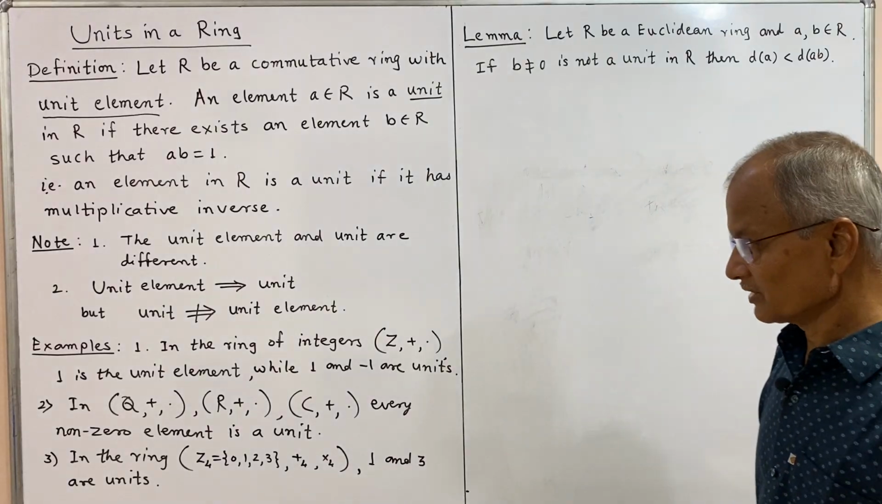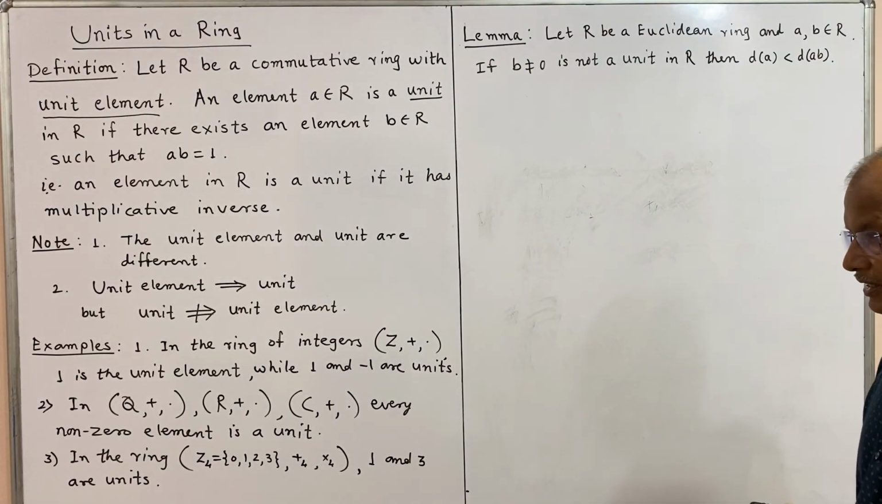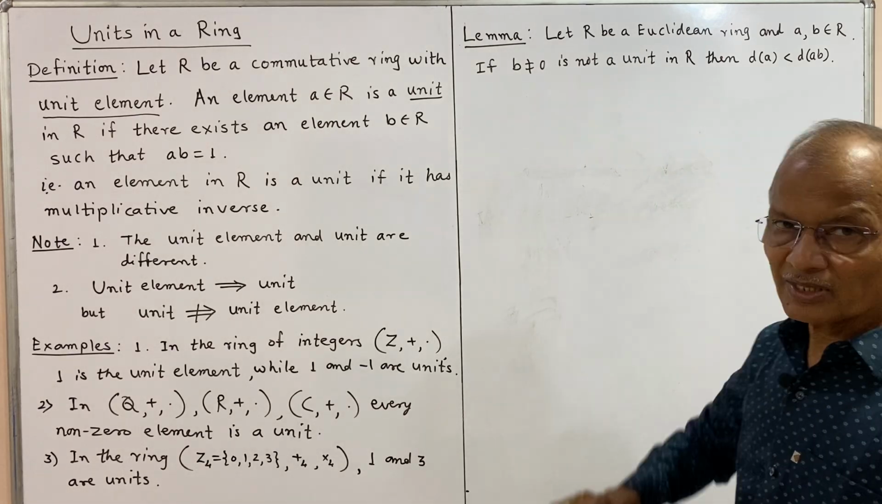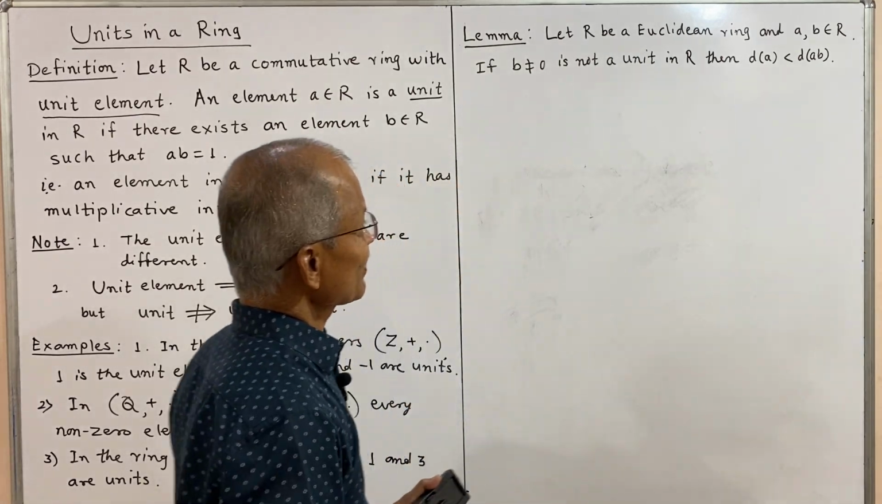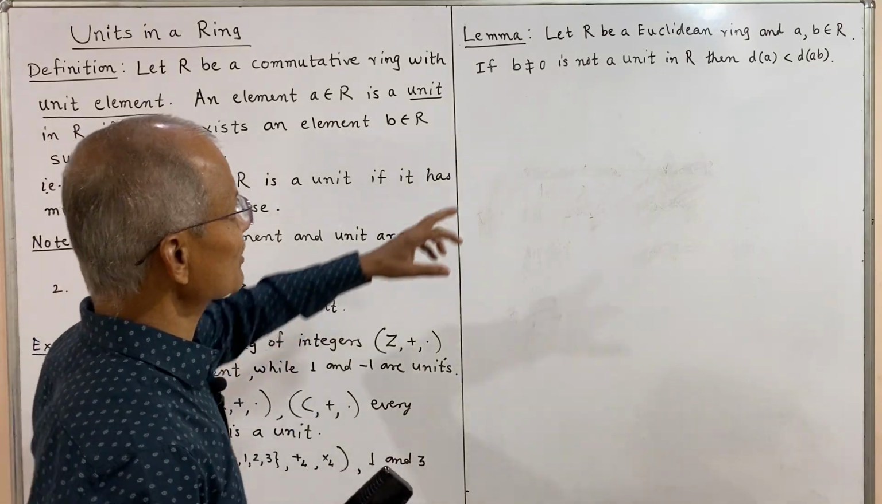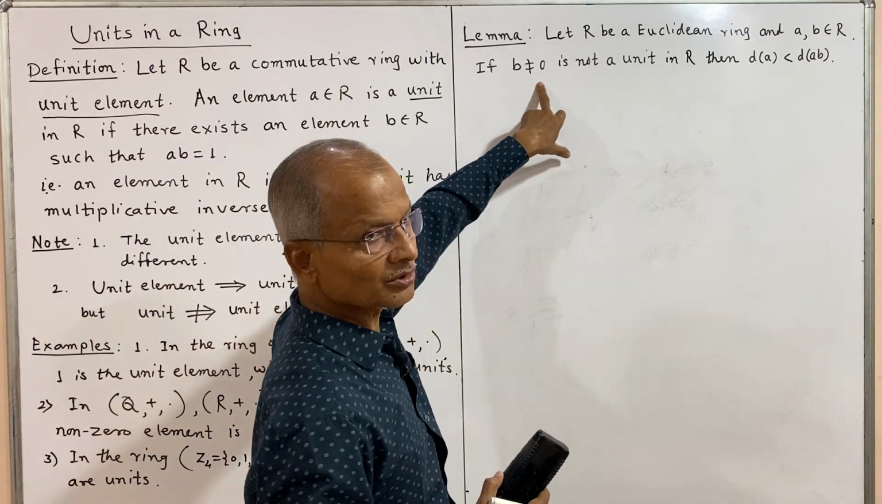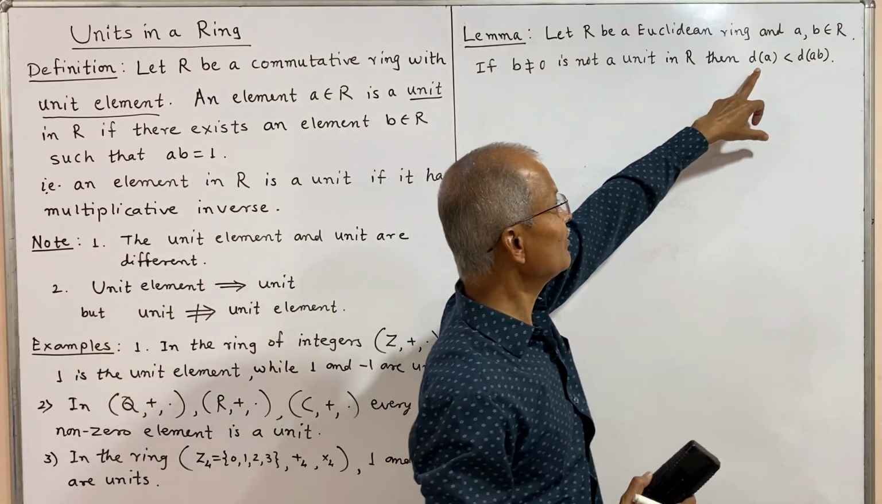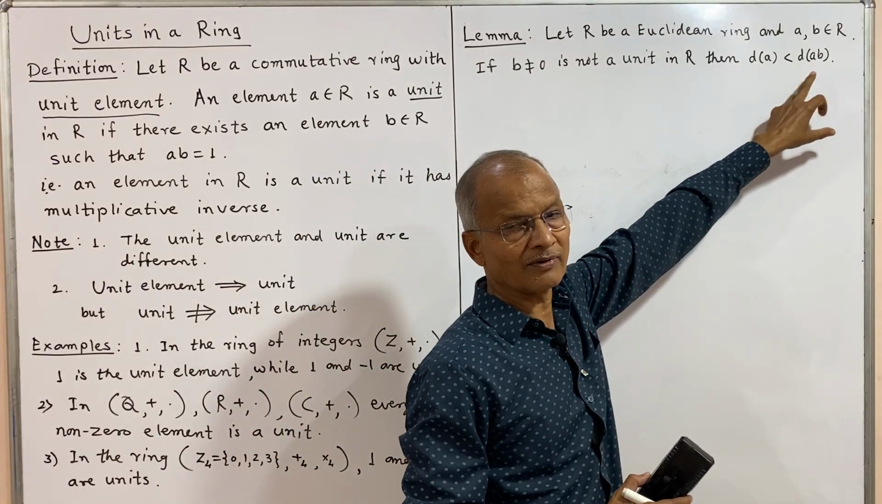So these are some examples of units in a ring. Now we shall prove this lemma. Let R be a Euclidean ring and A, B are two elements in R. If B is not equal to 0, a non-zero element that is not a unit in R, then the D value of A is strictly less than the D value of AB.